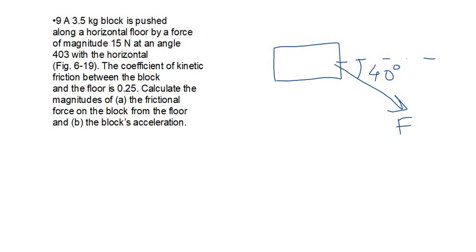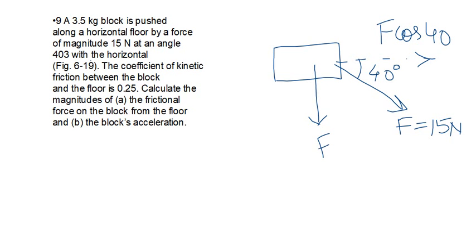So this is the free body diagram that I have drawn. The force F is equal to 15 Newton and it is at an angle of 40 degrees. The horizontal component of the force will be F cos 40 and the vertical component will act downward, and that is F sin 40.